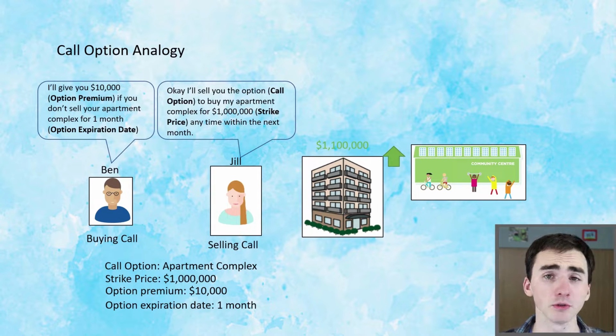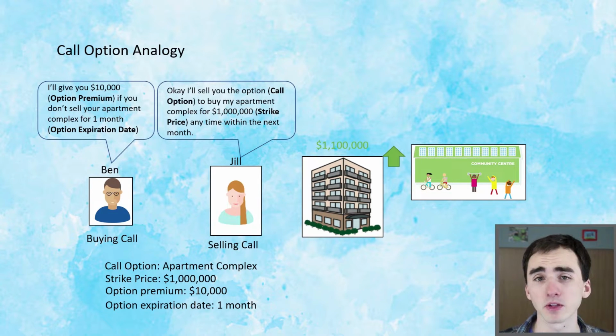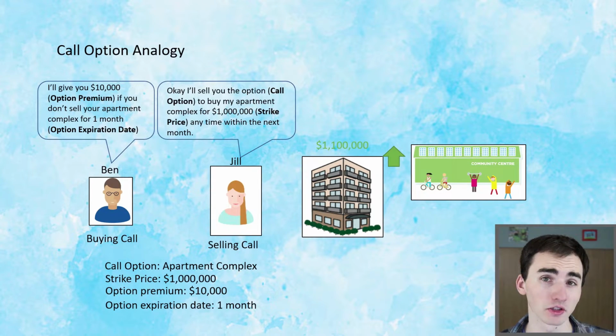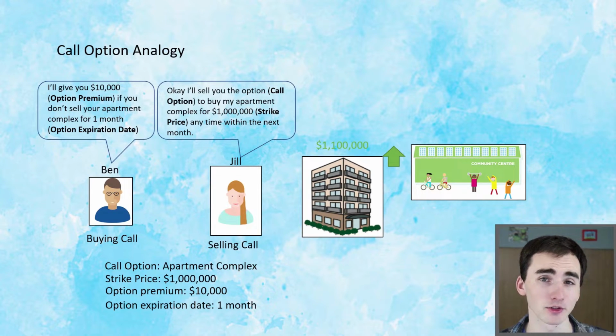Now in this scenario, Ben was buying a call, but Jill was also selling a call. So even though she may have lost out on some profit as the community center got built, she still gained $10,000 that she wasn't going to get before. So she was able to sell the apartment complex for $1 million, which she wanted to already, and then get another $10,000 on top of that.